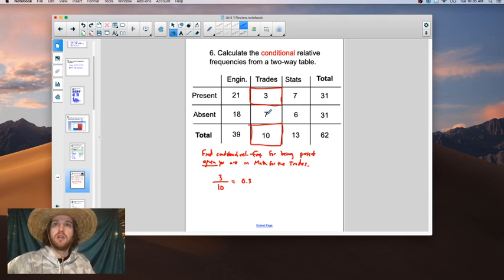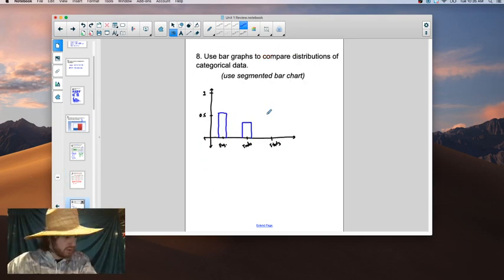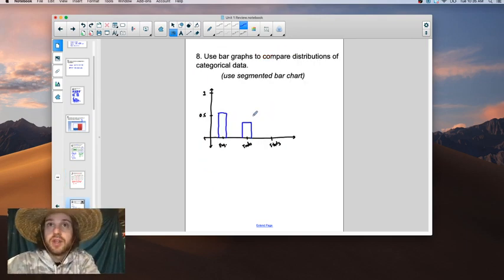It's exactly the same. 7 out of 13 is 53.8%, so that's going to come up right here as well. Now my overall attendance rate was 50%.